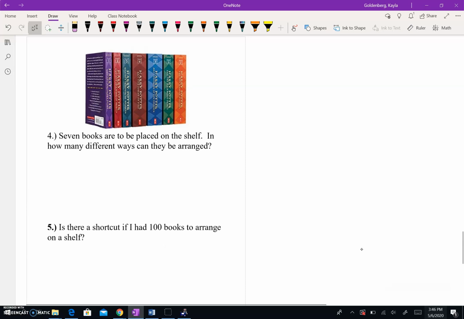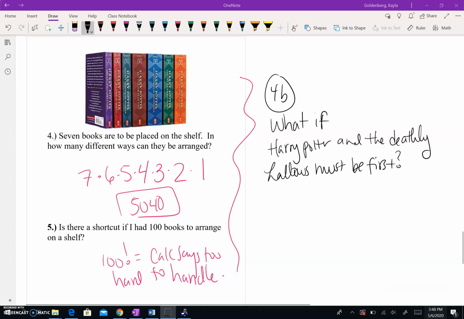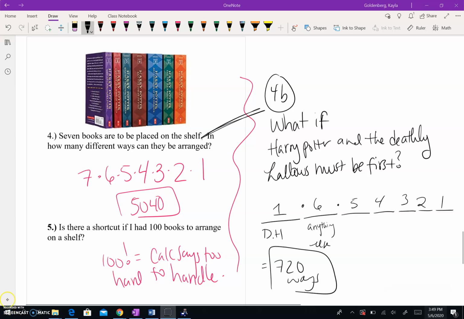Okay, I want you guys to try this one on your own for practice. Try number 4 and number 5. Okay, here's your answer for number 4. You should have gotten 5040. Number 5 should be 100 factorial. The calculator says it's too hard to handle though. If you want an extension from number 4, try number 4B. I'm going to pause it and work it out. Okay, 4B, my extension is a little bit different. If you only have one option for which book can be first, it ends up being only 720 ways. Okay, so that's it for our lesson on the fundamental principle of counting and factorials.